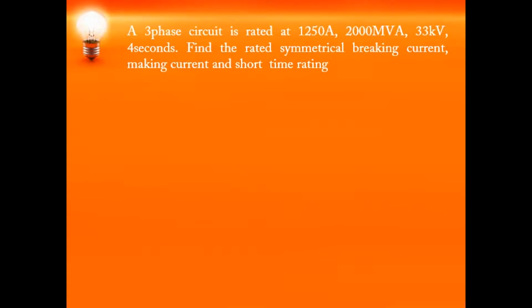The next question is to find the rated symmetrical breaking current, making current and short time current for the given circuit, which is rated at 1250 amps, 2000 MVA, that is megavolt amperes, 33 kV and 4 seconds. So we will write the data which is given. So the solution.